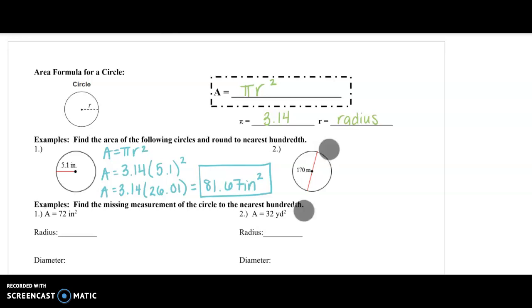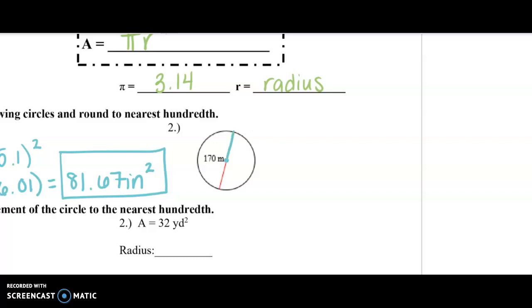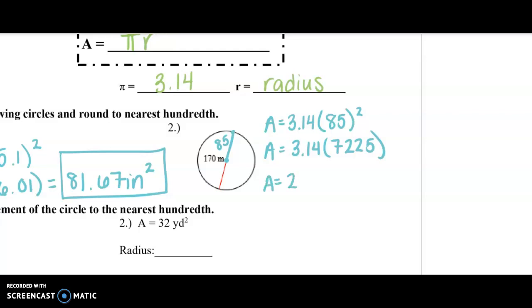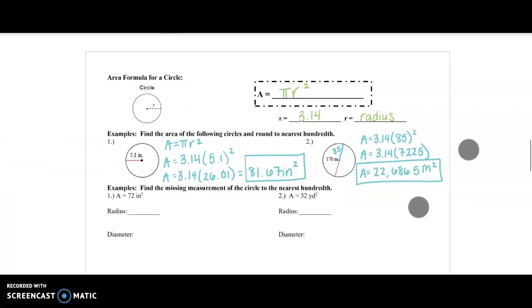Over here at number 2, you cannot use the diameter in this problem. You have to use the radius, and we already figured out that the radius would be 85. So the area would be equal to 3.14 times my radius, which is 85 squared. So do 85 squared. You get 7,225. Multiply that by 3.14. Your area is equal to 22,686.5 meters squared. Okay?